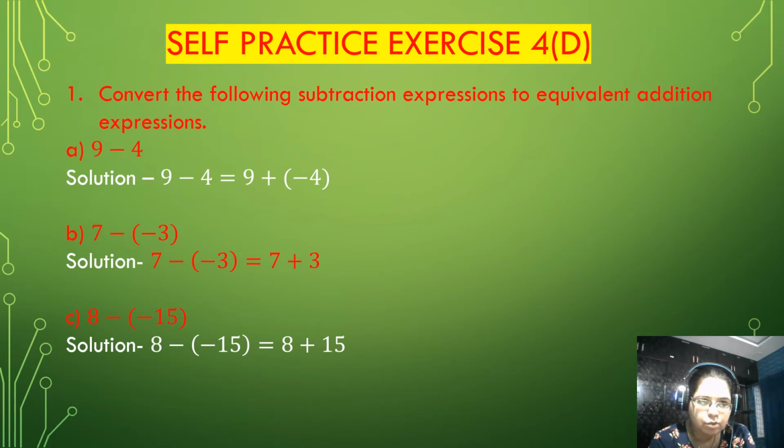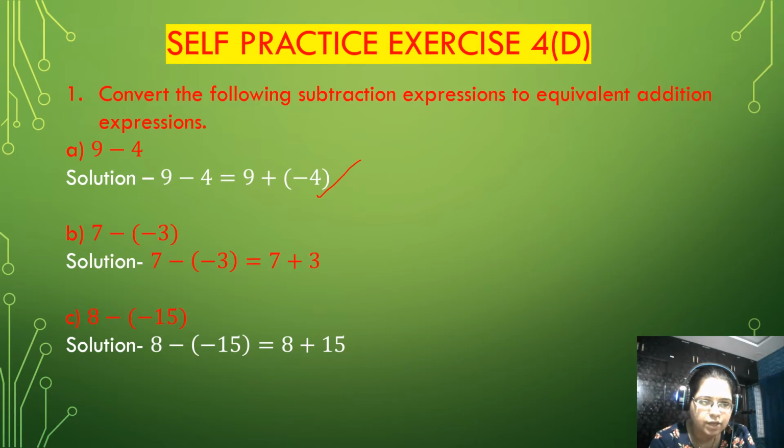Now we will solve question number 1 and question number 1 is convert the following subtraction expressions to equivalent addition expression. First bit is 9 minus 4. 9 minus 4, this is a subtraction expression and we have to convert this subtraction expression into equivalent addition expression. 9 minus 4 equal to 9 plus of minus 4. Minus 4 is inside the bracket.